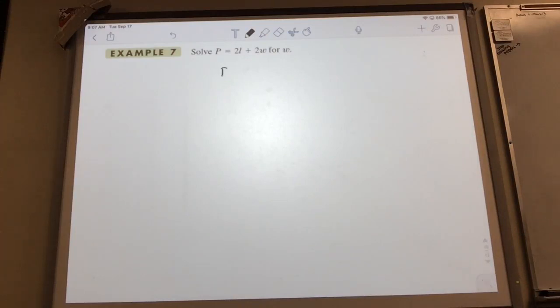Okay, so we always undo our addition or subtraction first. So we're going to undo this part first, whatever's being added or subtracted to it. So minus 2L from both sides of this equal sign, minus 2L. That cancels, so P minus 2L equals 2W. W is not alone yet, so we need to divide both sides by a 2.